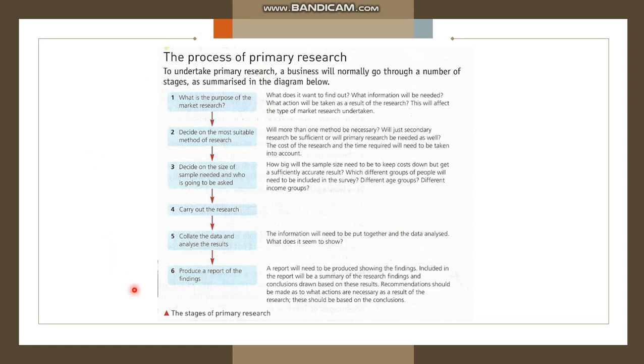This is the process of primary research. Okay, now we have here the process which starts with this. To undertake primary research, a business will normally go through a number of stages, as summarized in the diagram below. Here, first, what is the purpose of the market research? Second, decide on the most suitable method of research. Decide on the size of sample needed and who is going to be asked. Carry out the research, collate the data and analyze the results, and produce a report of the findings. These are the stages of primary research.